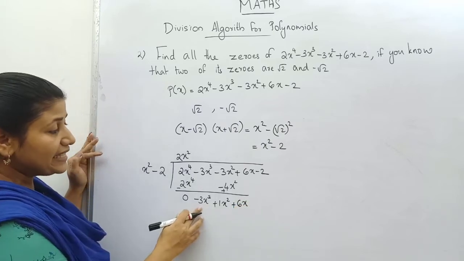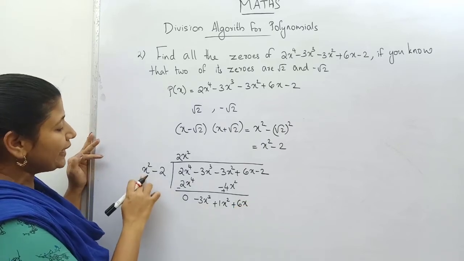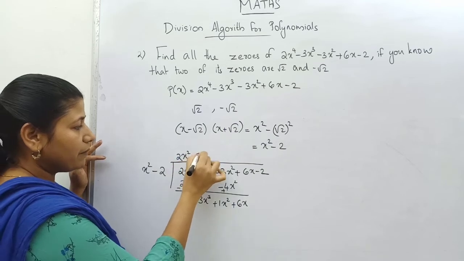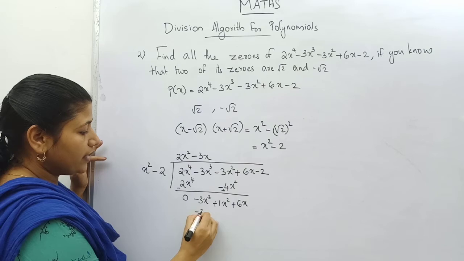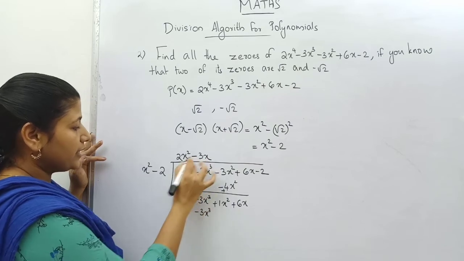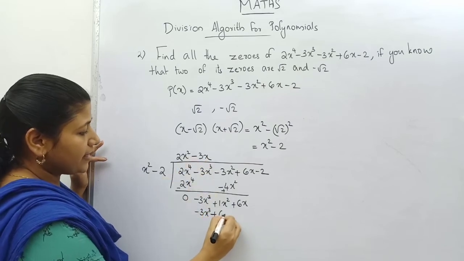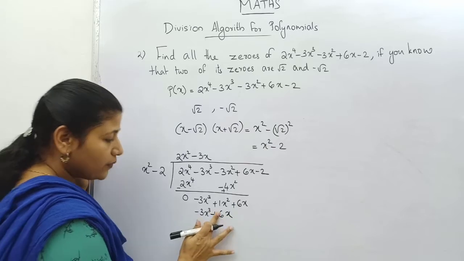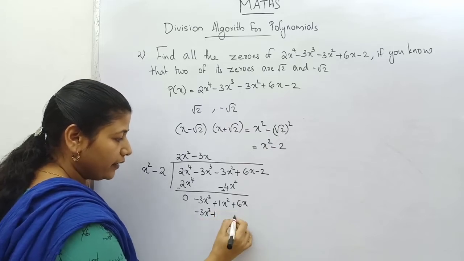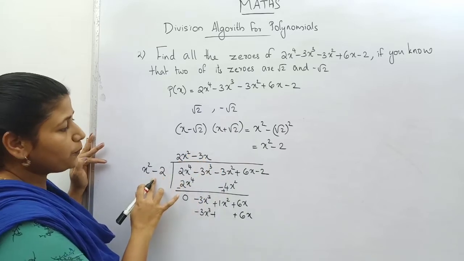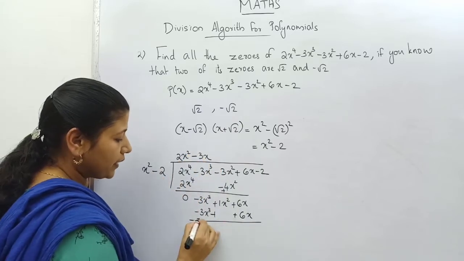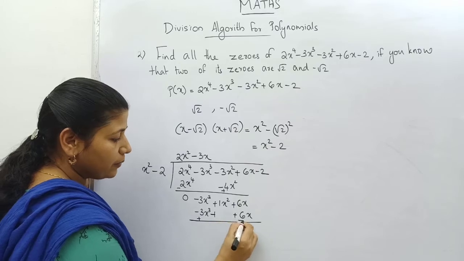Here we need negative 3x^3. Here only x^2 is there, so we can take minus 3x. Then you get negative 3x^3. Negative into negative is positive 6x. Negative 3 into negative 2 is positive 6x. Again subtract. Here it will be plus, here it will be minus.